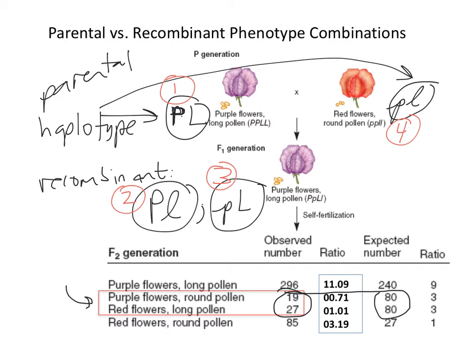The ones that are in boxes here in the bottom table are the 2 phenotypes we saw fewer of than were expected. We thought we were going to see 80 of each if there was a 9:3:3:1 ratio of the 4 different phenotypes. But instead we saw 296, 19, 27, and 85. So the point of that slide was just to go over the parental versus recombinant haplotype identification. Look at the gametes that are produced by the parents. Those are the parental types. The other 2 types in a dihybrid would be the recombinant types.